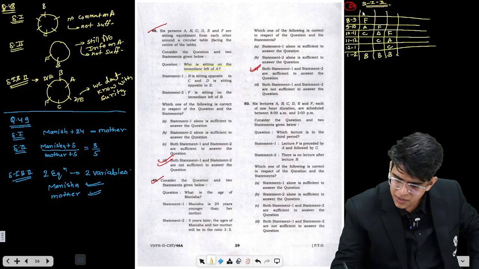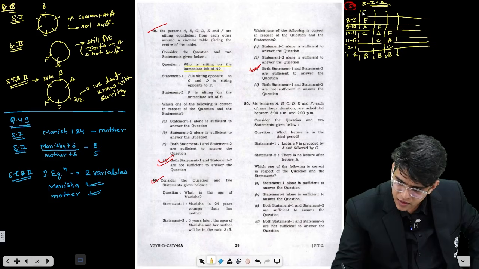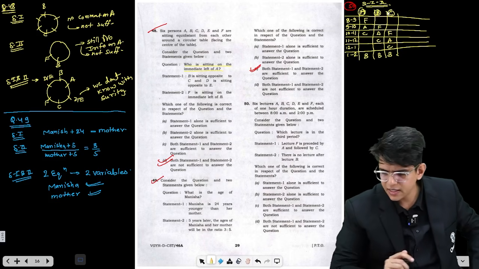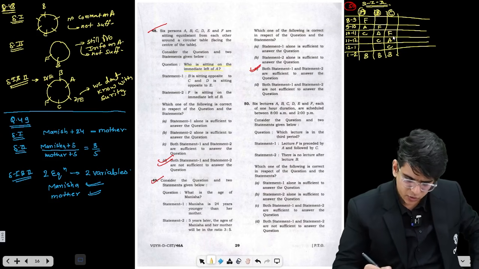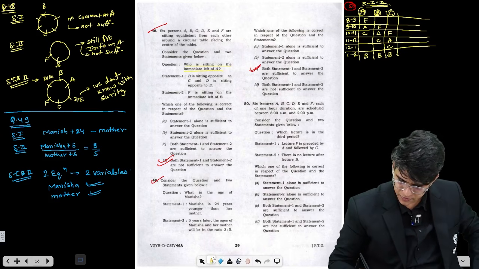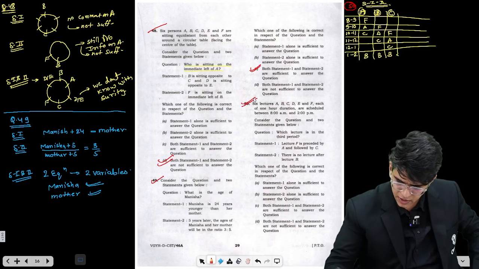There are possible cases: case A, case B, case C. There are 3 cases. The third lecture can be C, can be A, can be F. With surety we can't say. So we can't answer this question by using both these statements together. We have used information from both these statements, but we can't answer. Both statement 1 and 2 are not sufficient to answer the question.